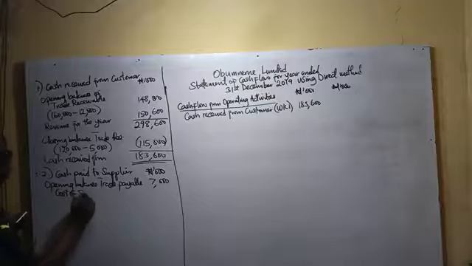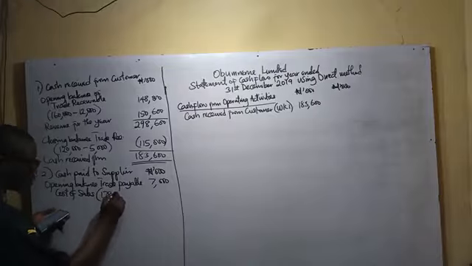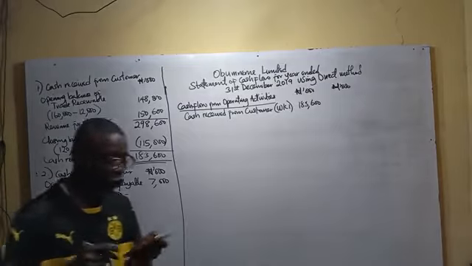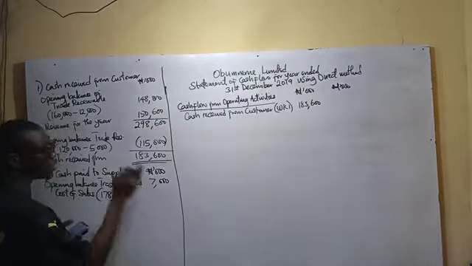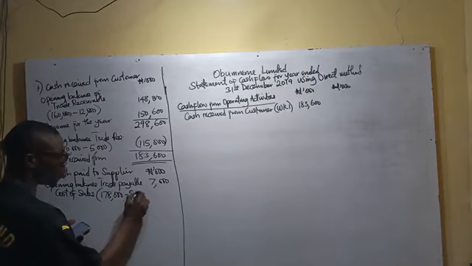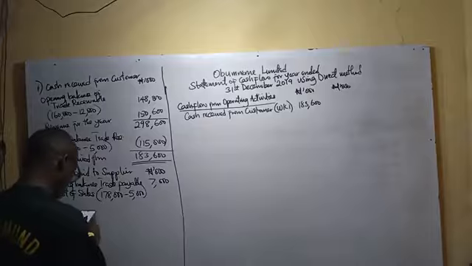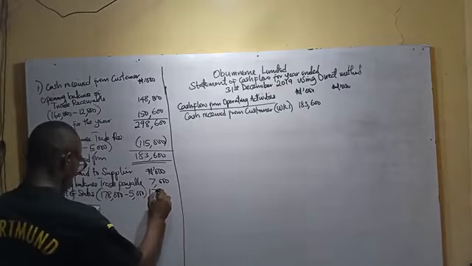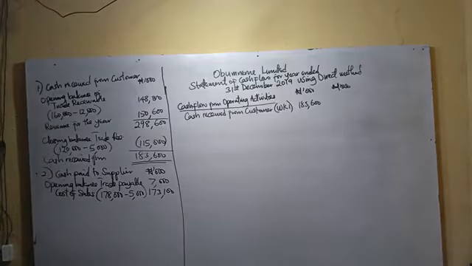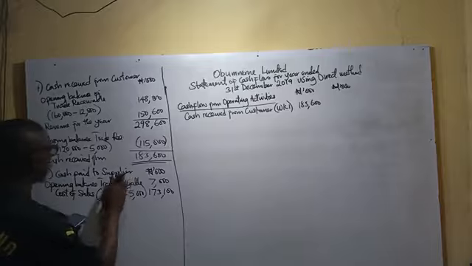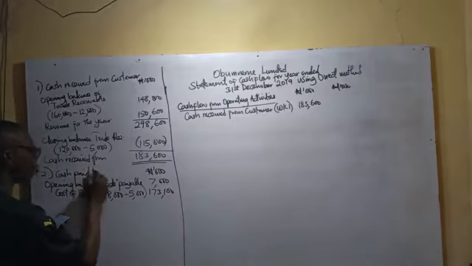So how much is your cost of sales? In the question, we have 178,000. But don't forget, in our additional information, they said in our cost of sales there is depreciation of 5 million. So you remove that depreciation. Depreciation is not supposed to be part of your cost of sales. So if you remove it, how much will you now have? You have 173,100 naira now.